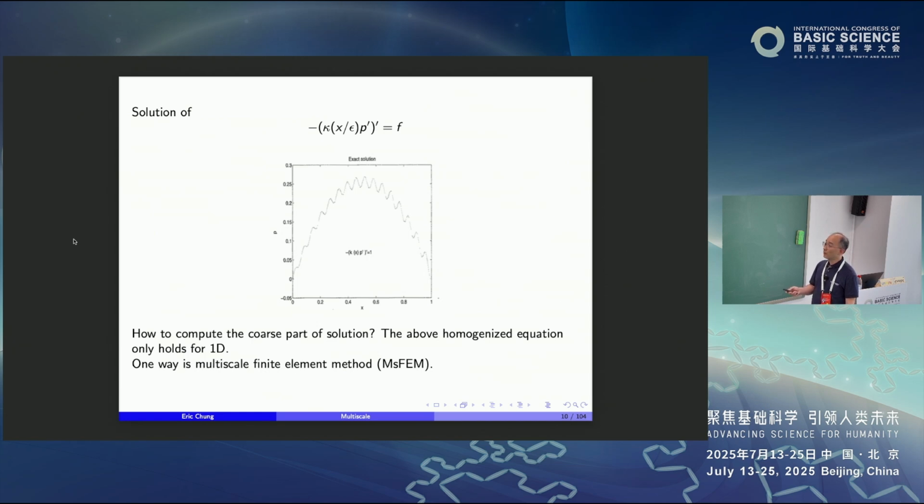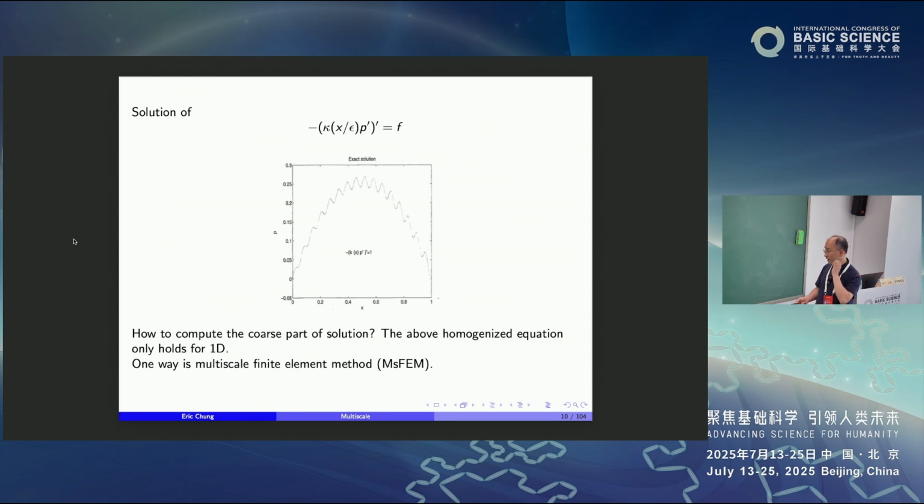Now if you look at the solution of this equation, again the same equation, and this coefficient kappa is periodic with period equal to epsilon, you basically observe that when epsilon is very small, kappa is very highly oscillatory. If you look at the solution, you see that it has a lot of oscillation. But as epsilon becomes very small, you still see that there is a certain structure that can be represented by a much coarser grid. This curve over here is something more smooth, and it can be represented by a much coarser grid of the domain.